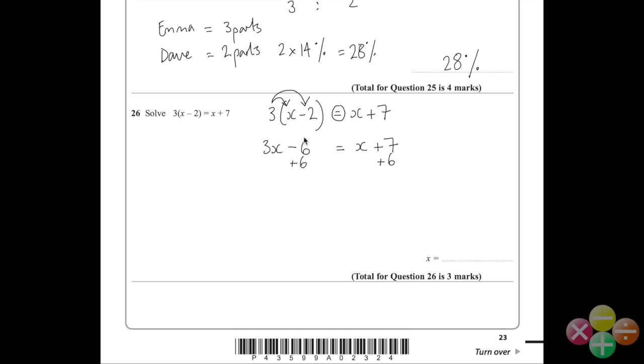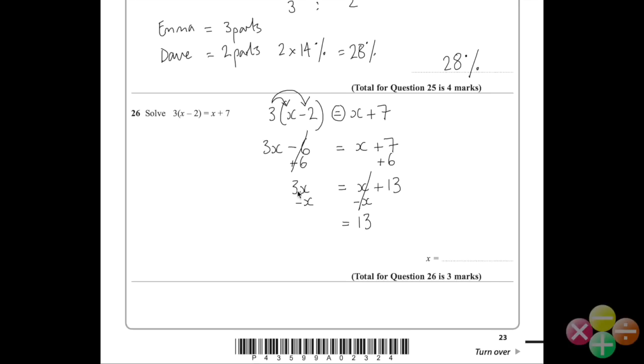Now minus 6 add 6 disappears. It's nothing. It's worth 0. That leaves us 3x on the left-hand side. On the right-hand side, we've got x. Now plus 7 add 6 is 13. Then we need to subtract x from both sides. So x take away x is nothing, it disappears, so we're left with 13 on the right hand side.